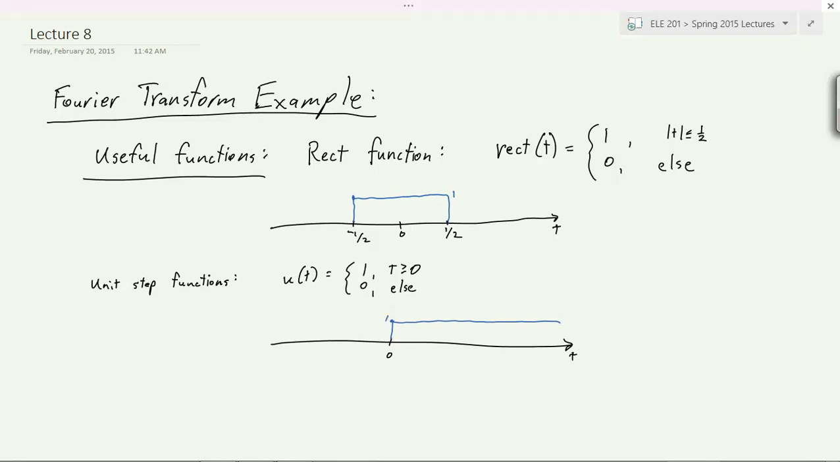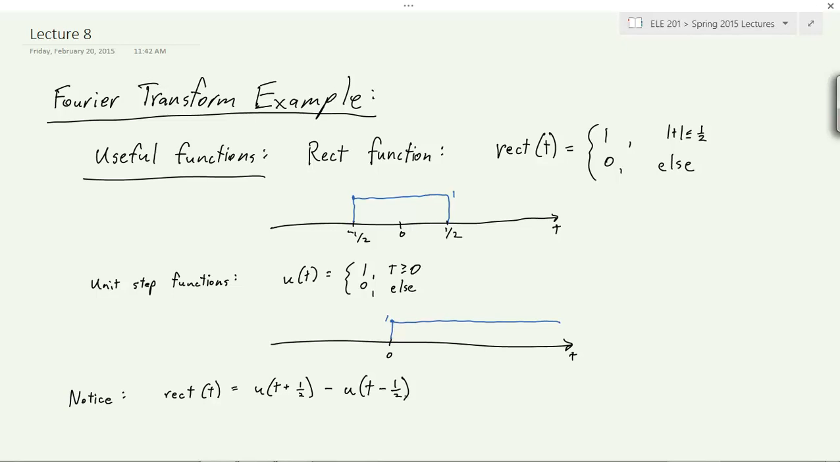Notice that you can write the rect function in terms of unit step functions. For example, we could do rect of t equals a time-shifted unit step function. Should be that's a half there. Let me write that better. And then subtract off another time-shifted unit step function.